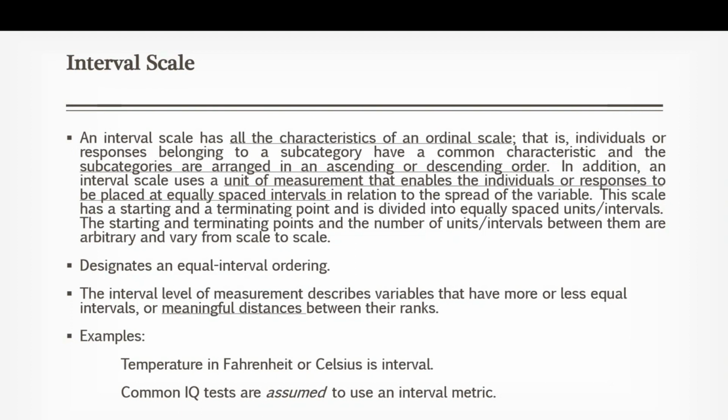Mathematical manipulations. What are mathematical manipulations? Summation, product, division. All these are mathematical calculations. When you have a product, 3 into 4, or 4 divided by 2, that is division. That is mathematical manipulation. That is not possible in case of interval scale. That is possible only in case of ratio scale, which we are going to discuss after this. So the starting and terminating points and the number of units or intervals between them are arbitrary and vary from scale to scale. So it is arbitrary.